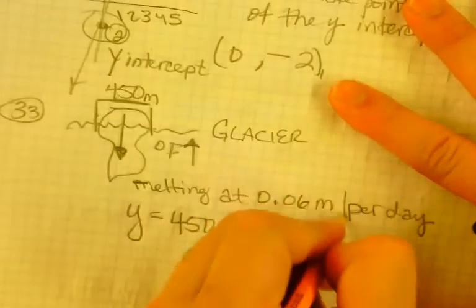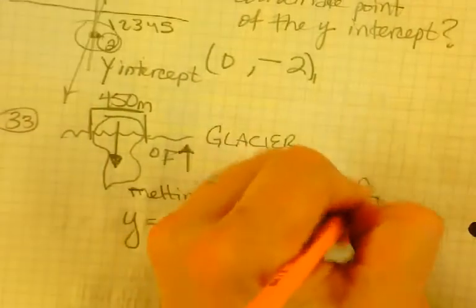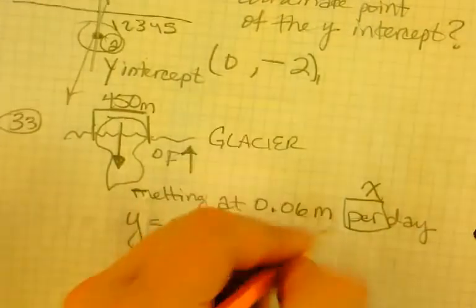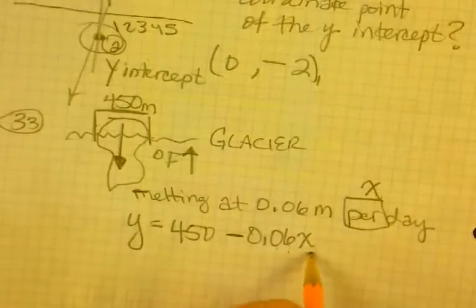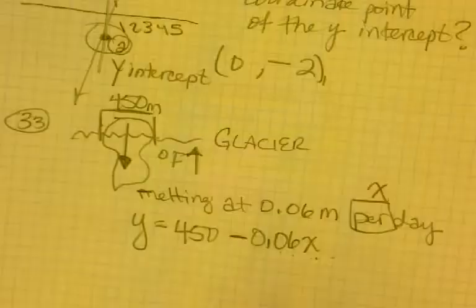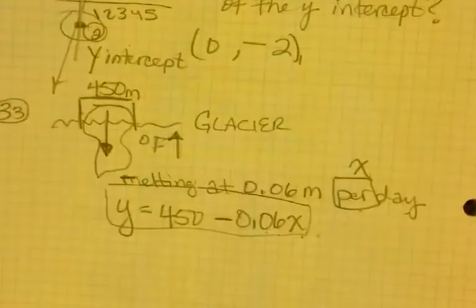So what does the "per" mean again? X. Esta palabra aquí dice X. Cada día. Todos los días. Okay, so 0.06 por X aquí. Pone X aquí. Porque es per day.